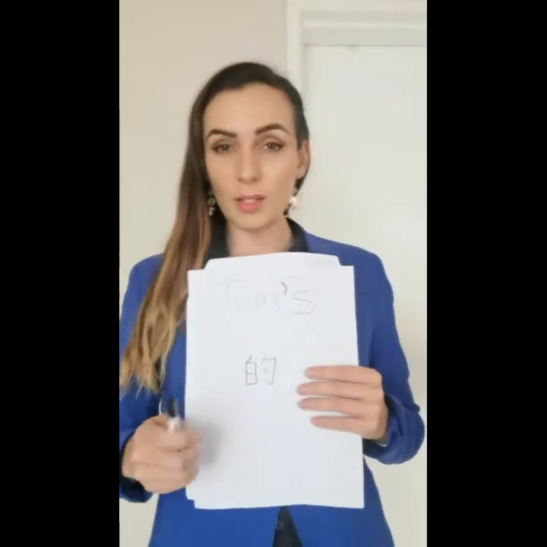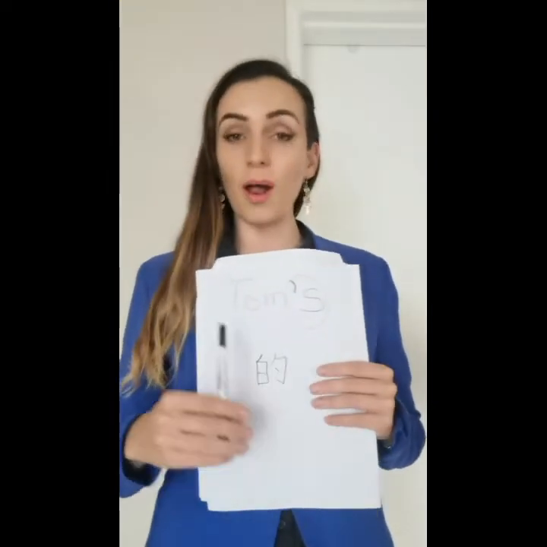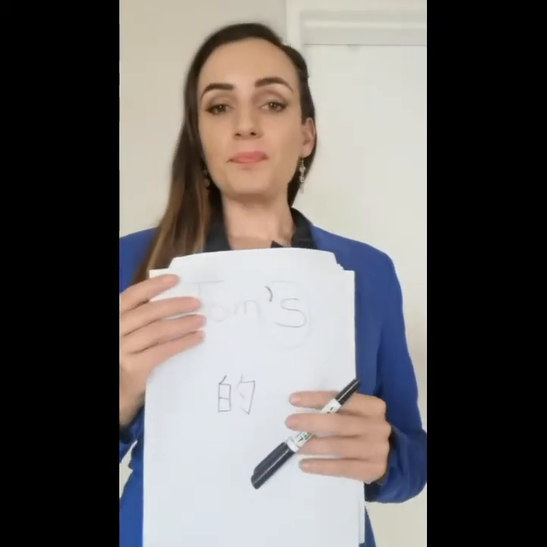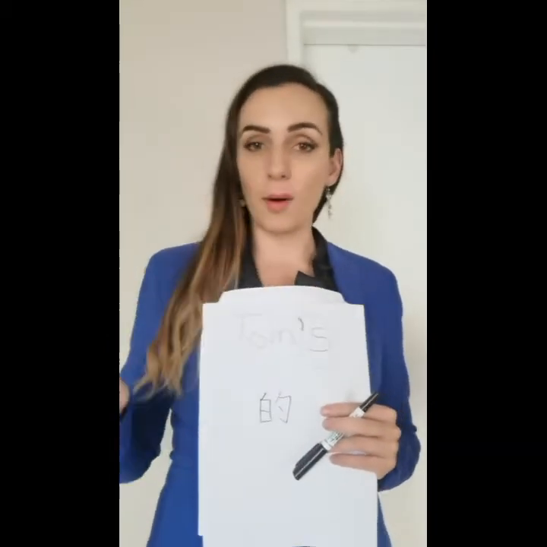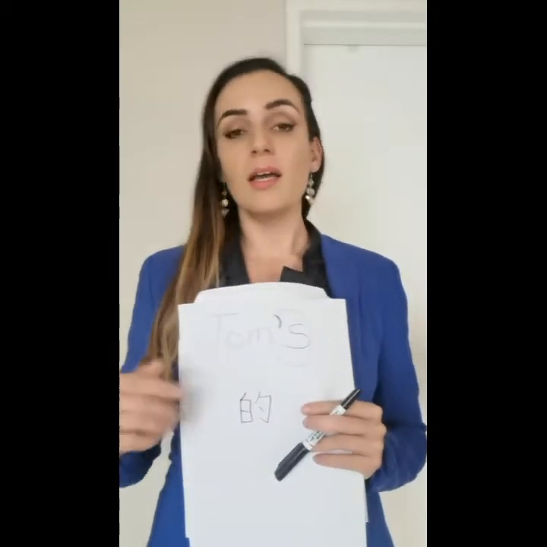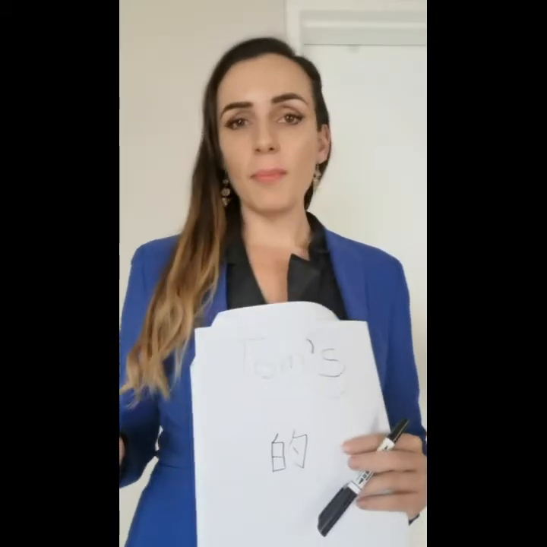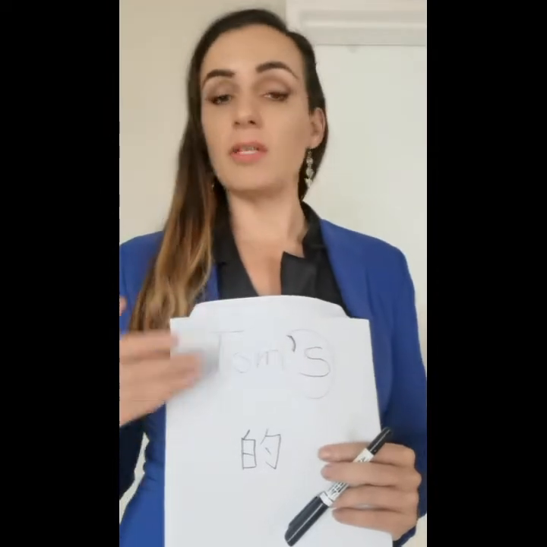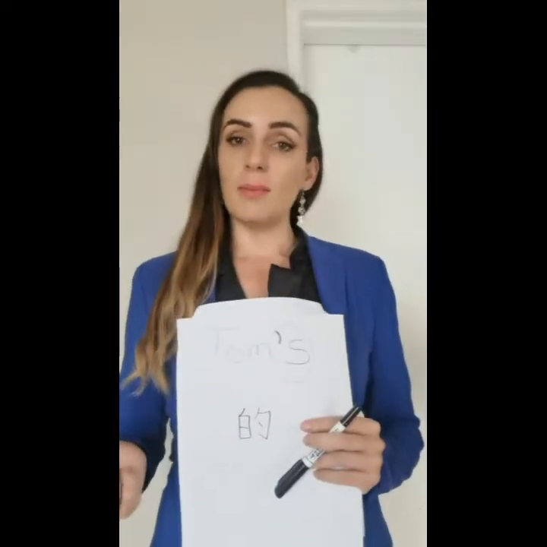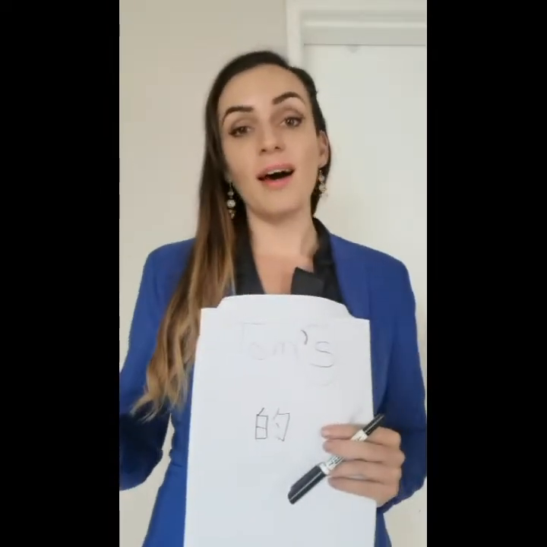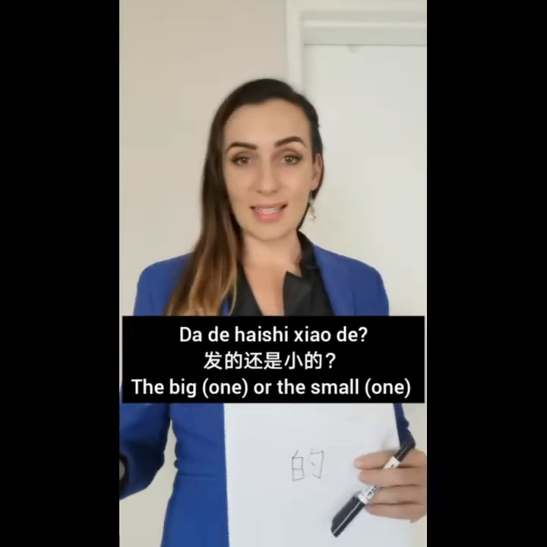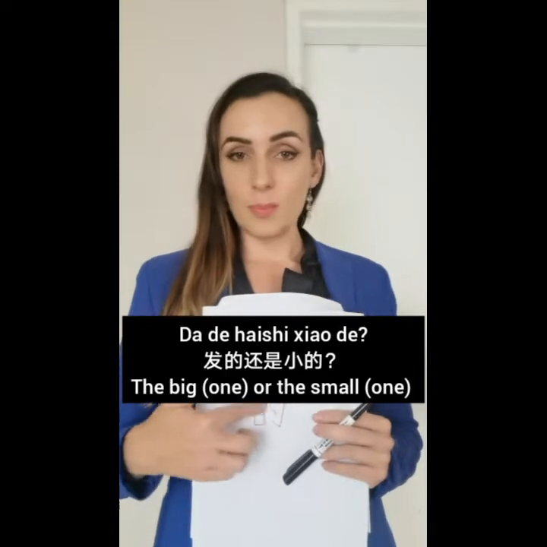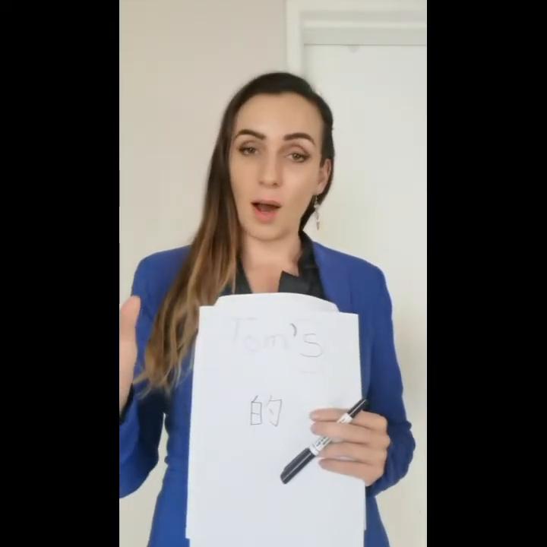So in Chinese, you will also use 的 for adjectives. So you will say 大的 or 小的. If you want to ask someone, there's 2 apples, do you want the big one or the small one? If you say, I want an apple, then you can ask them, 大的还是小的? 还是 means or. So the 的 is put at the end of 大 and 小.